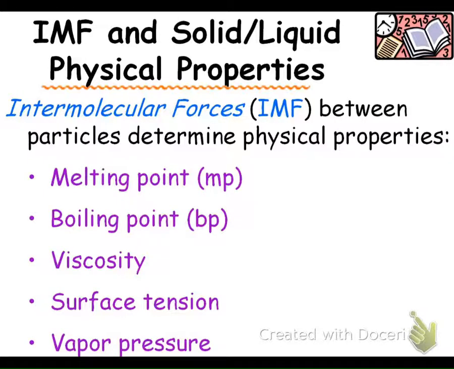So now we're moving on to how intermolecular forces determine physical properties in liquids. And we'll get to solids later on in the unit, but we're mainly going to focus on how IMFs affect our liquid properties. So we're going to talk about melting point, boiling point, viscosity, surface tension, and vapor pressure.